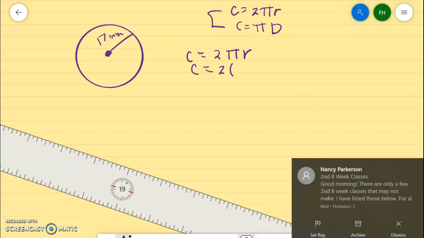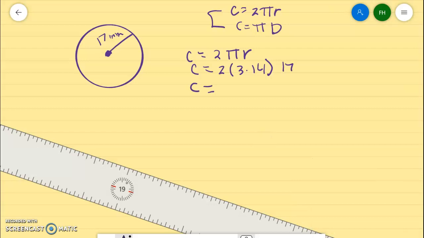So 2 times 3.14 times 17, and when you get that, it would be 106.88 millimeters. We do not put square units on circumference. It's basically the perimeter of a circle. You're going around it.